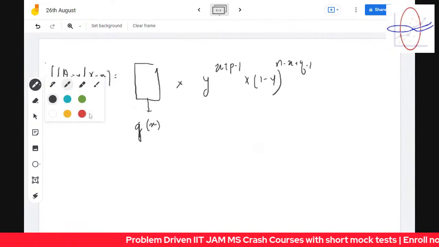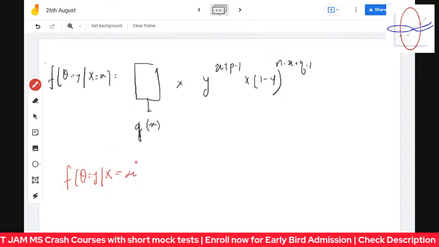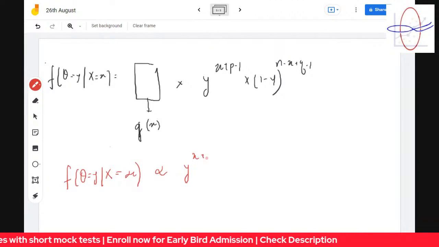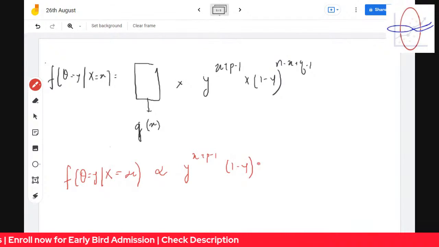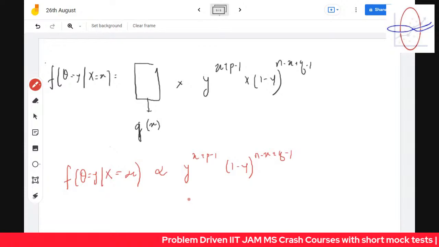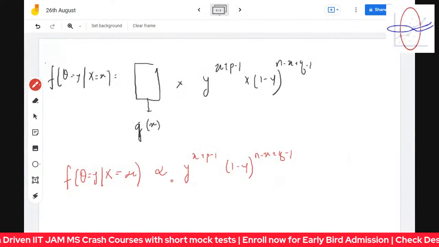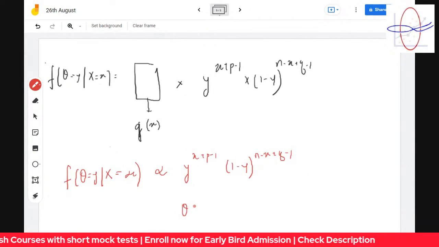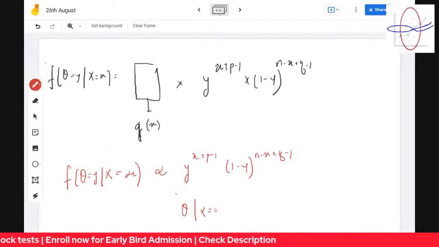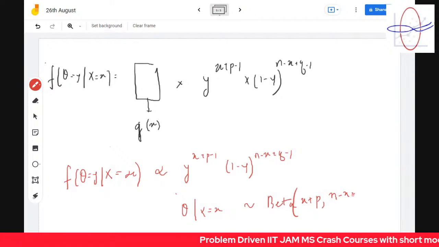Now understand x is a fixed number over here. So f of theta is proportional to y to the power x plus p minus 1 into 1 minus y whole to the power n minus x plus q minus 1. The beautiful aspect is that there's only one distribution proportional to this, and that is exactly the beta distribution. So you can tell without doing the weird computation and cancelling out each other, just from here, that theta given X equals x follows a beta distribution with parameters x plus p comma n minus x plus q.